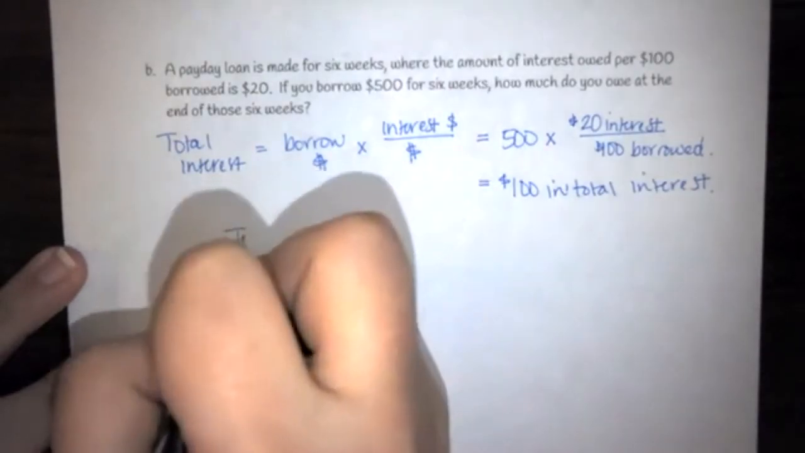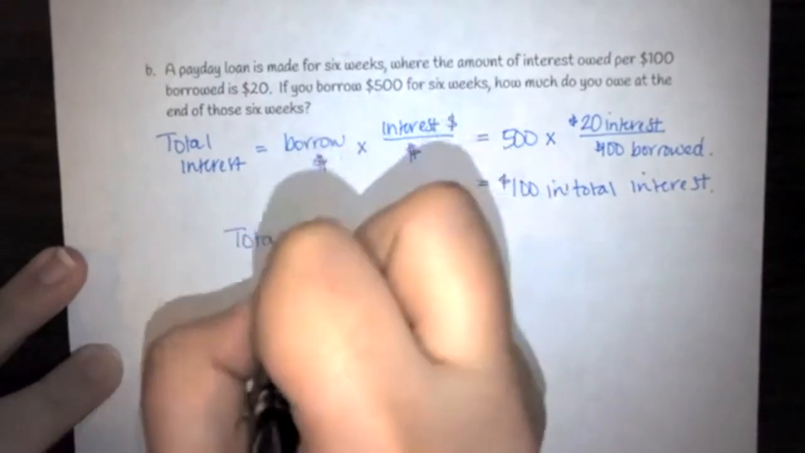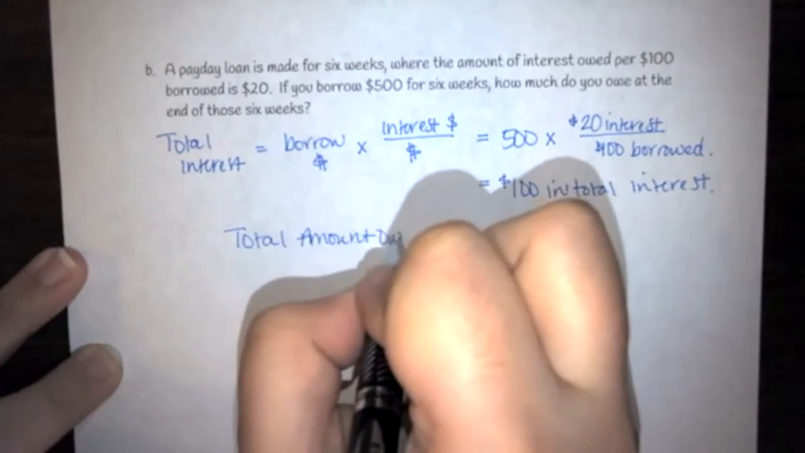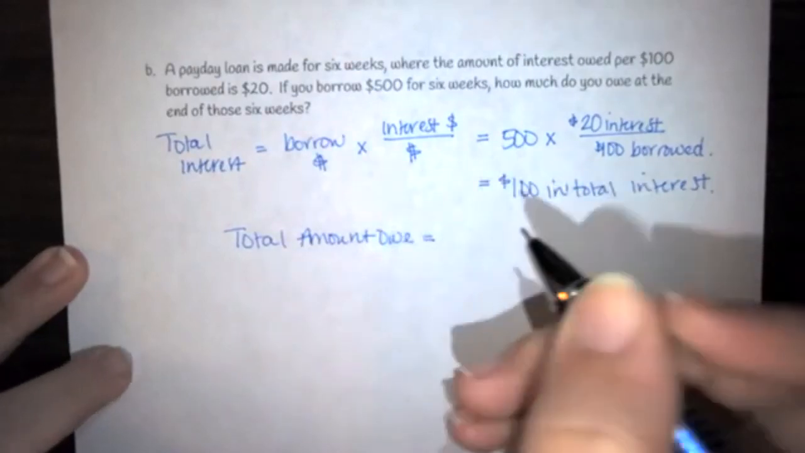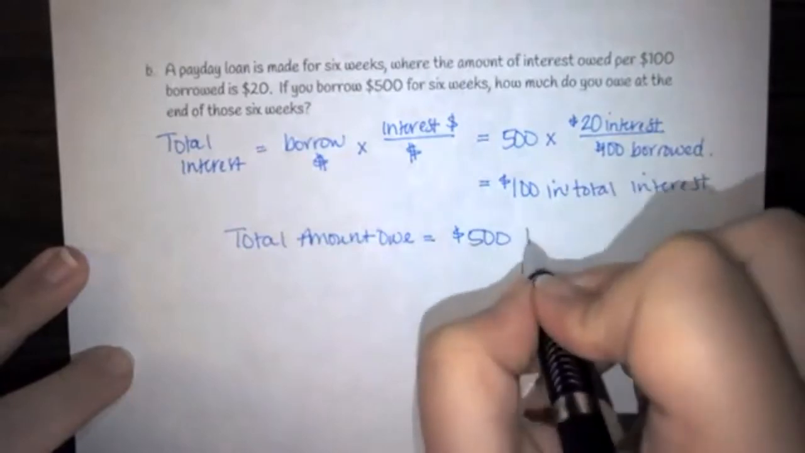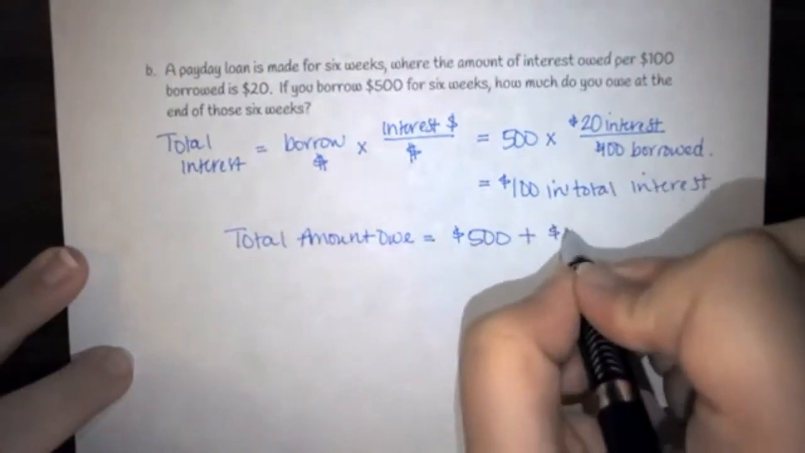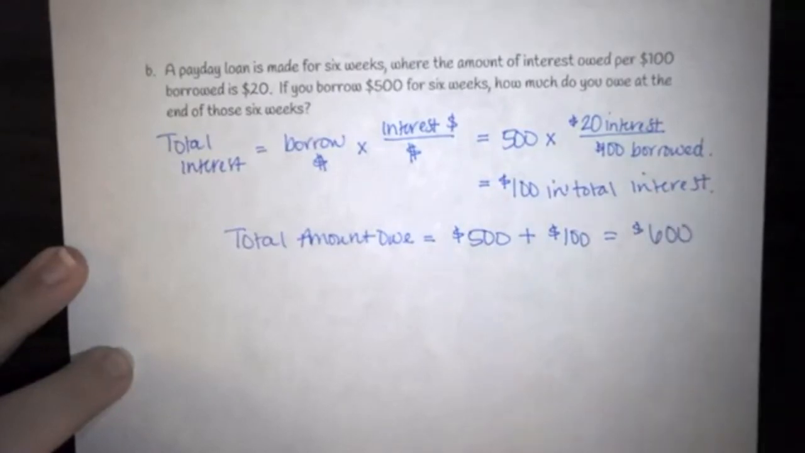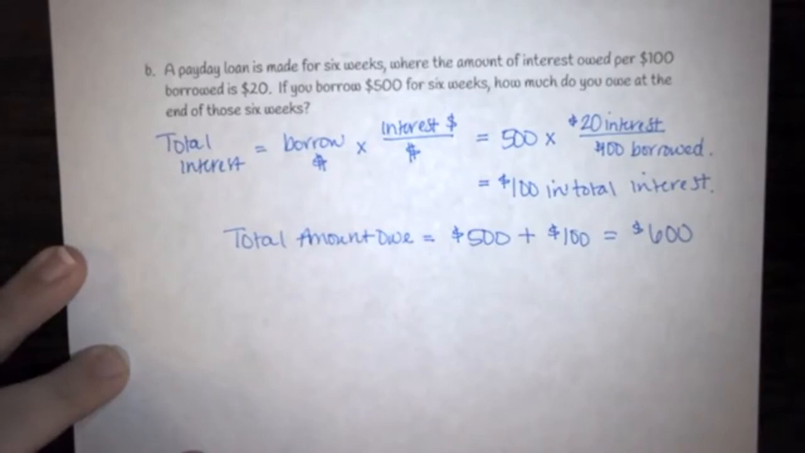Therefore, to calculate the total amount that I owe, I have to take the money that I borrowed, so $500, plus my total interest of $100, which means at the end of that time period, I owe back to my boss $600.